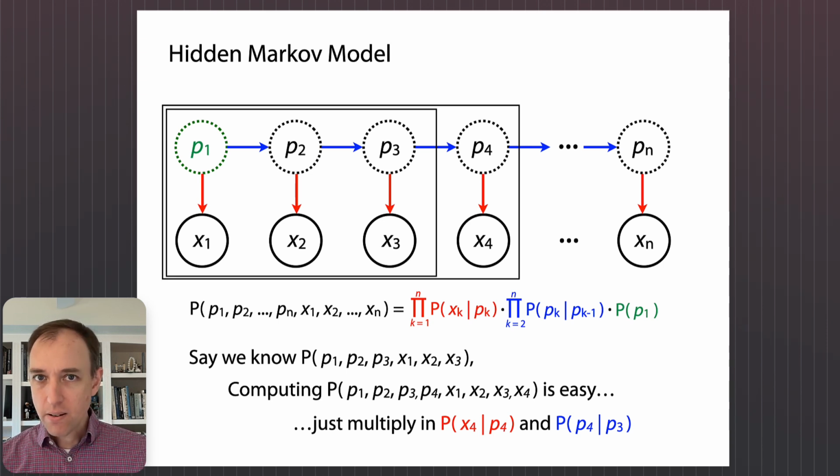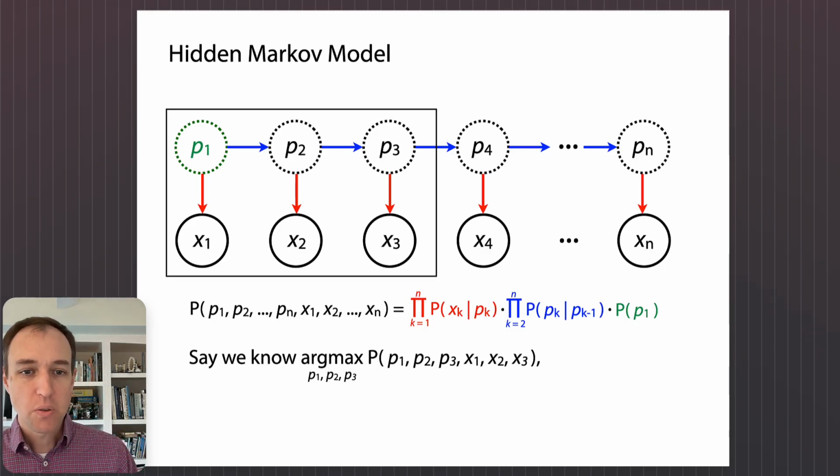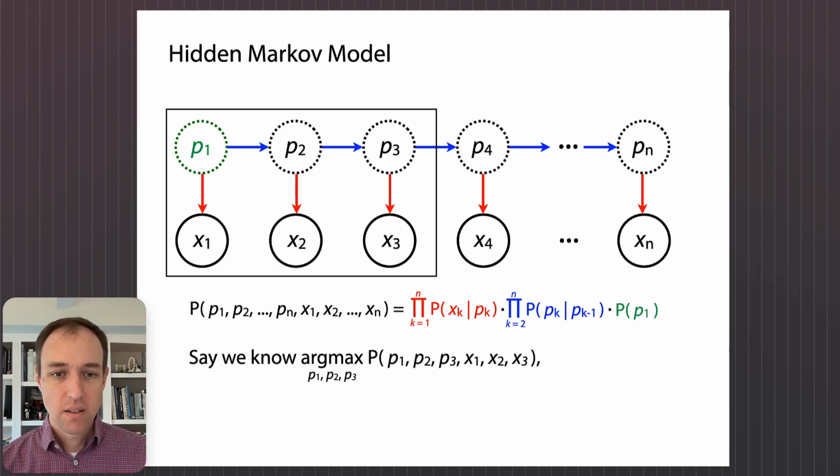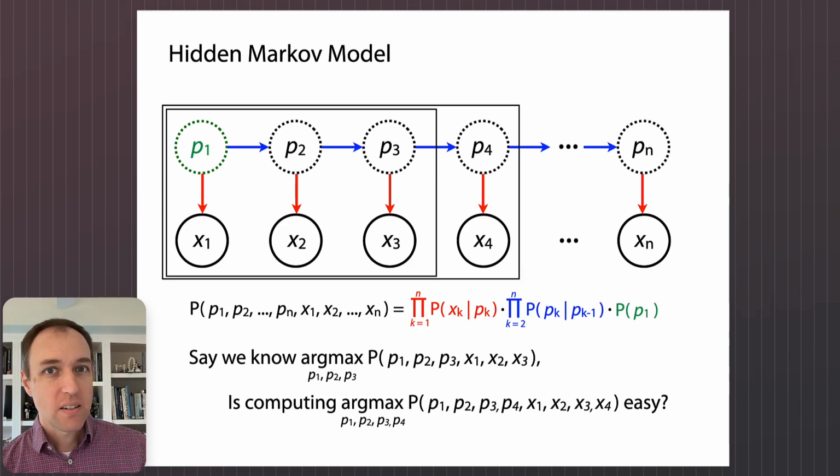Now, that's not our situation now. Our situation now is that P is not known, and we're trying to find the P that maximizes the joint probability. So we would like to know the argmax of P1, P2, P3 over this probability. Let's say that we knew that for a moment. Would it be easy from that to compute this larger argmax over P1, P2, P3, P4?